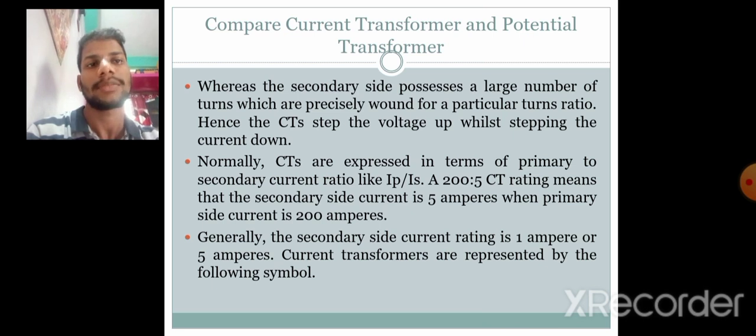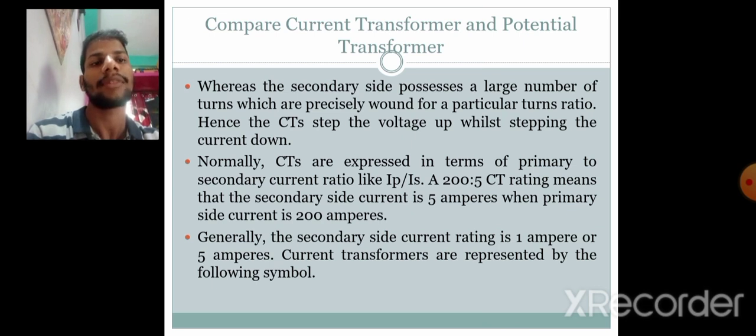Normally CTs are expressed in terms of primary to secondary current ratio, like primary current and secondary current. A ratio of 200 to 5 CT rating means the secondary side current is 5 amps when the primary side current is 200 amps. Generally, the secondary side current rating is 1 ampere or 5 amperes.